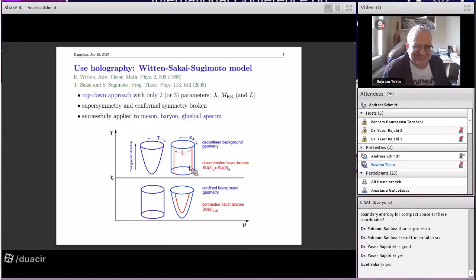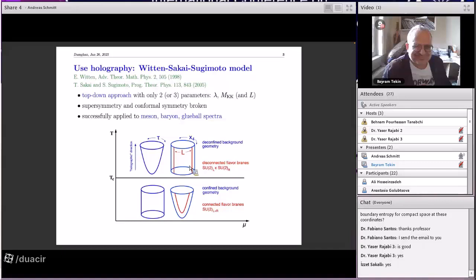So in the upper two plots, where I label the directions as tau and x4, the tau is the imaginary time direction, a compact direction in the presence of a finite temperature. X4 is the compact dimension where the radius is given by 1 over M_KK, the Kaluza-Klein scale already mentioned. So this is fixed once and for all, whereas the other circle changes with temperature.